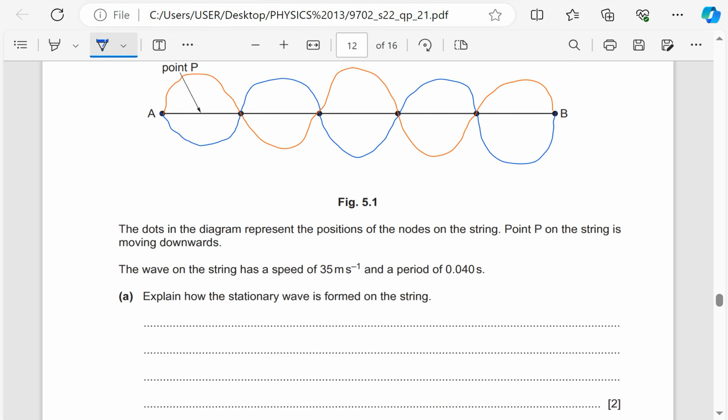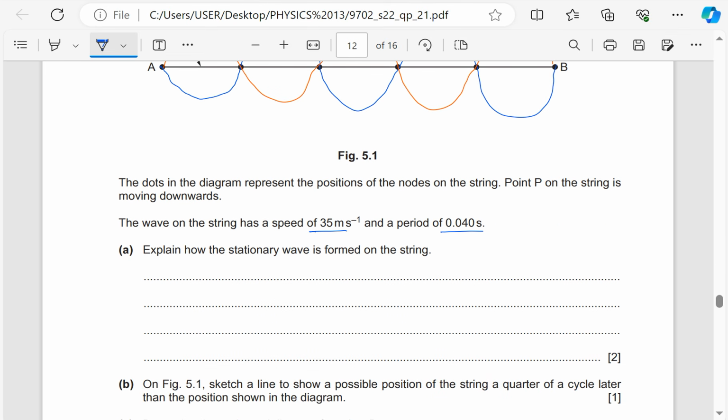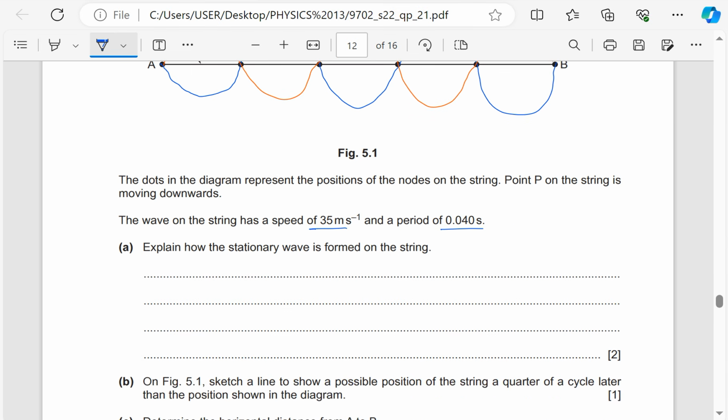Okay, the wave on the string has a speed of 35 meters per second and a period of 0.04 seconds. Explain how the stationary wave is formed on the string. Of course, we know how a stationary wave is formed. We must have a progressive wave traveling from one side to another side, and then a reflected wave from the other side to the opposite side, and the two waves must meet. And because they are now identical, when they superpose, they produce a stationary wave. So I'll simply say a wave traveling along the string from A to B, a progressive wave.